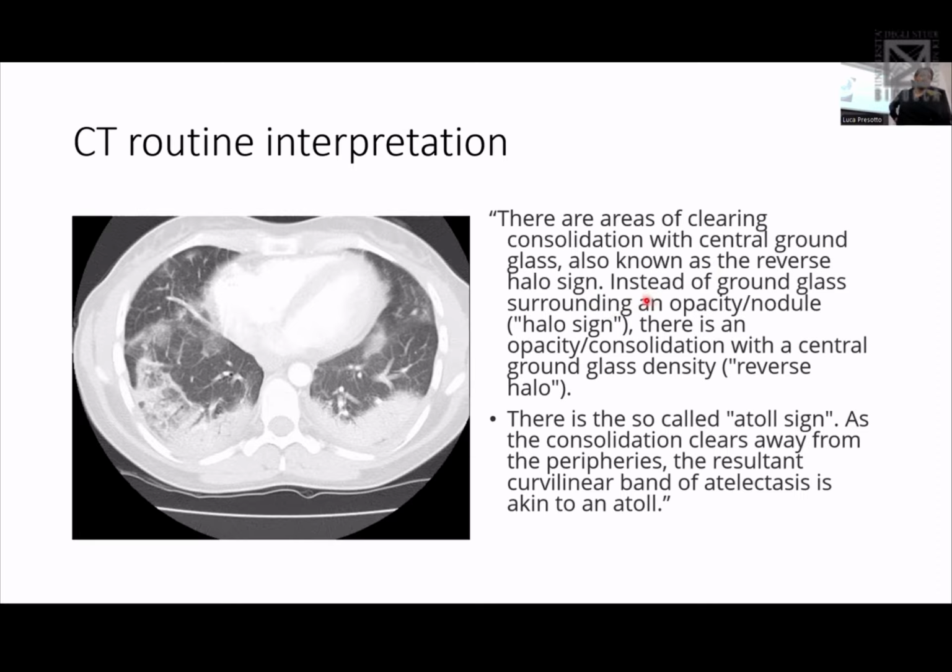Instead of ground glass surrounding a nodule, here there is an opacity within the intensity. There is also the atoll sign as the consolidation clears away from peripheries. So the shape here looks like an atoll. That's not something that you will know how to put into an algorithm.